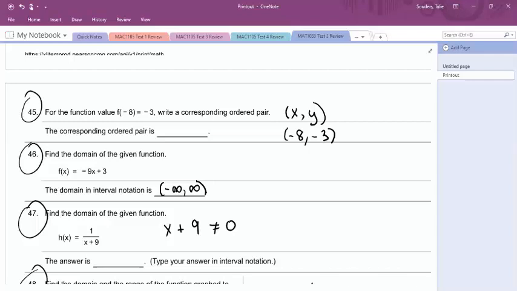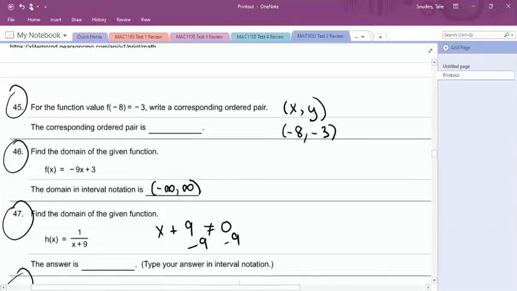How could you solve for x here? How could you get the x by itself? Oh, subtract the 9. Very good. So x actually cannot equal negative 9. Then they're asking, is there a question? Well, this is where they use the union symbol.